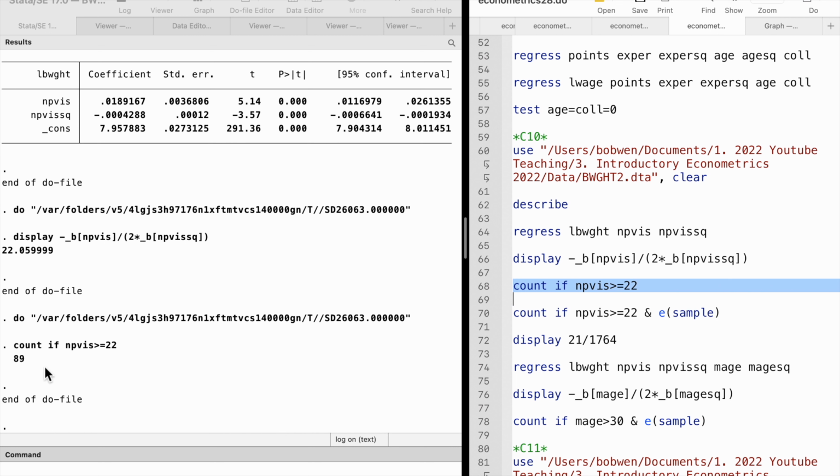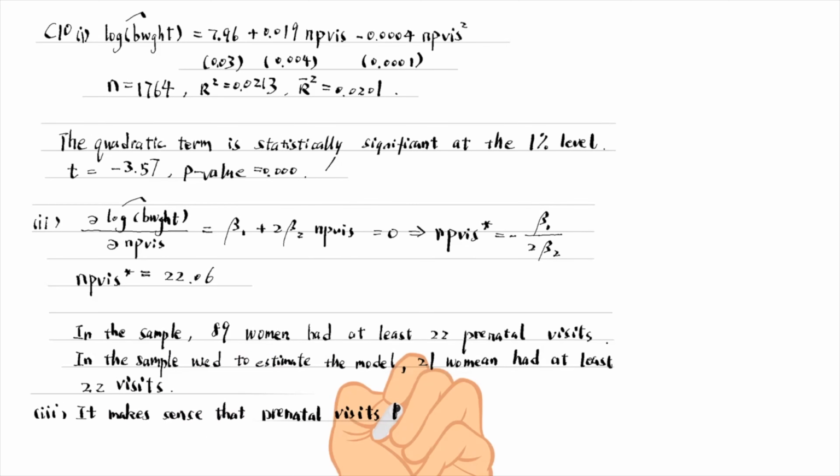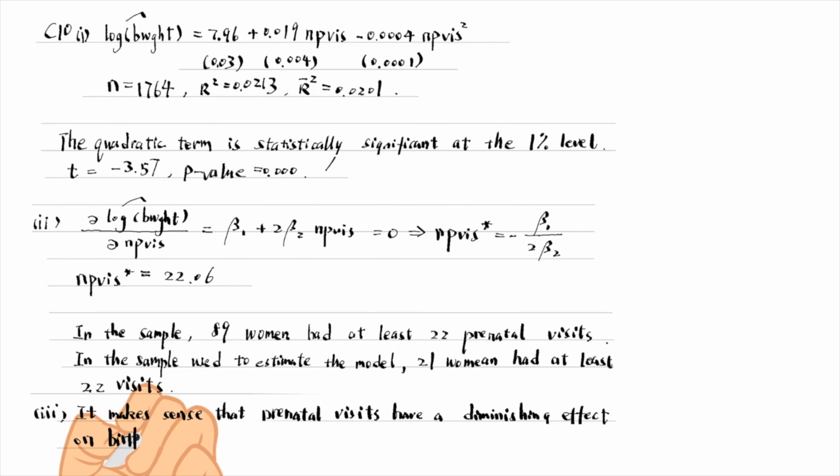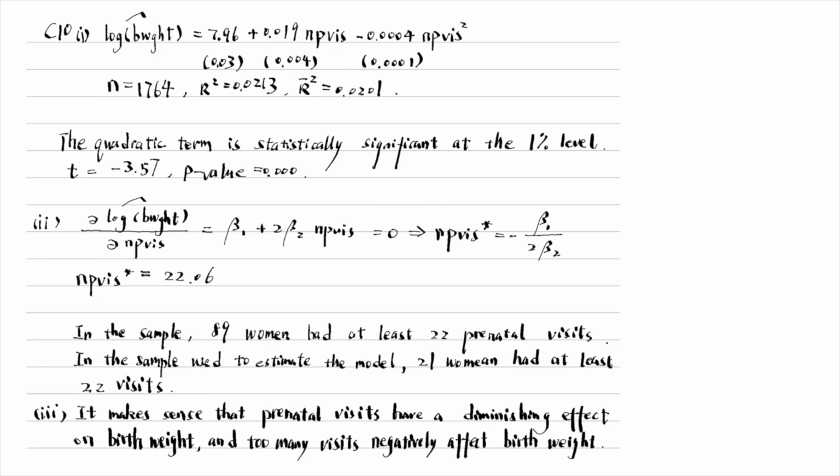In Stata, we use if e(sample) to specify the sample used to estimate the model. It makes sense that prenatal visits have a diminishing effect on birth weight, and too many prenatal visits negatively affect birth weight. But the percentage of women who had so many visits is tiny in the sample.